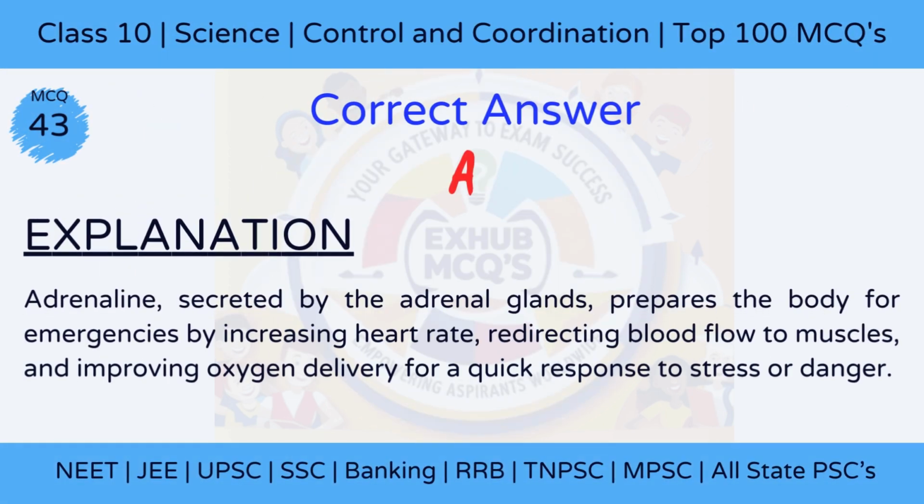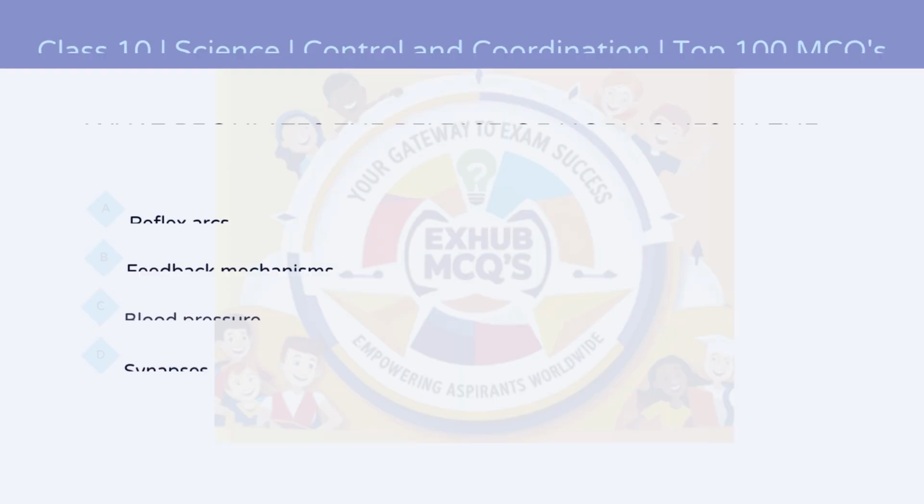The correct answer is option A, adrenaline. Explanation. Adrenaline, secreted by the adrenal glands, prepares the body for emergencies by increasing heart rate, redirecting blood flow to muscles, and improving oxygen delivery for a quick response to stress or danger.